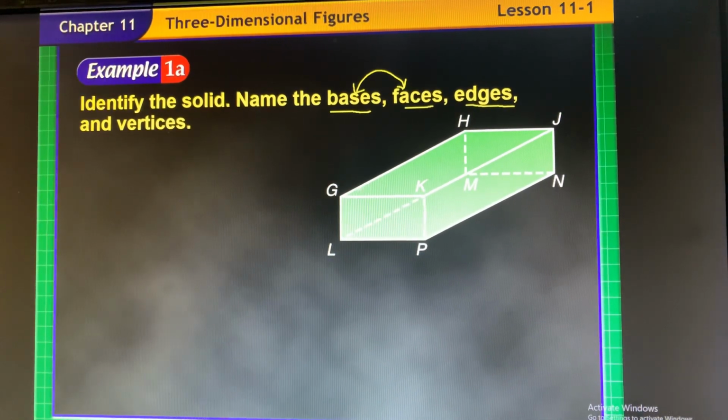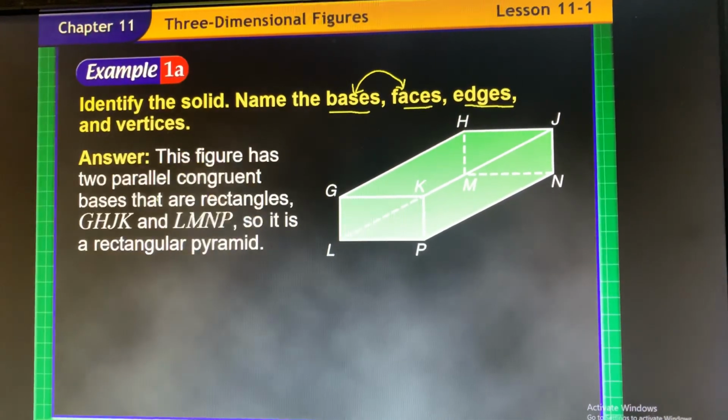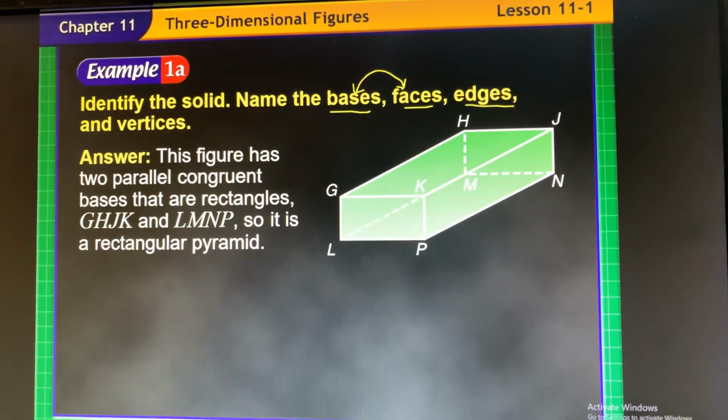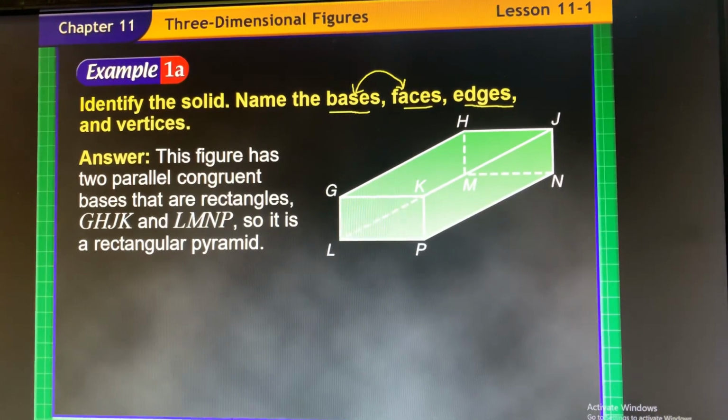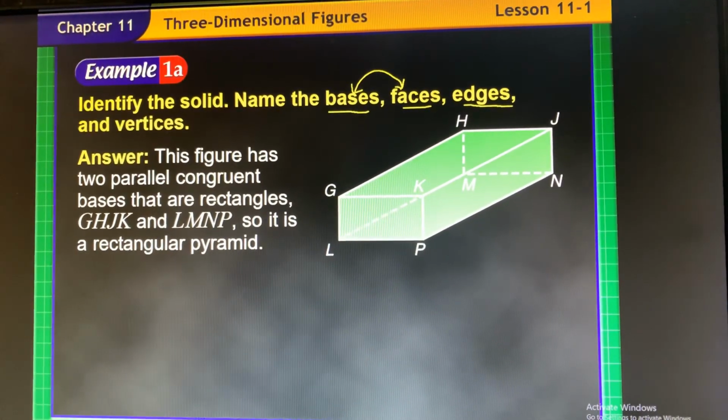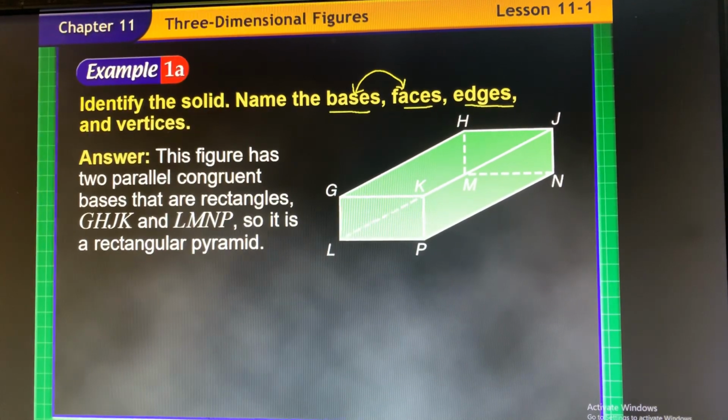Edges are right here. Edges connect vertex to vertex. So like GH is an edge, HJ is an edge, JN is an edge. And then vertices, just naming the points. So it looks like this. It has two parallel congruent bases that are rectangles. Again, you can't really identify which one's the bases. It could be anything. But you do know that it is a rectangular prism, not a pyramid. You would have fixed that if you guys were in class.